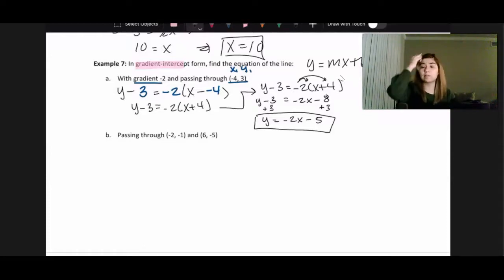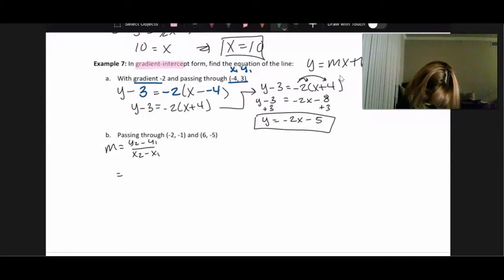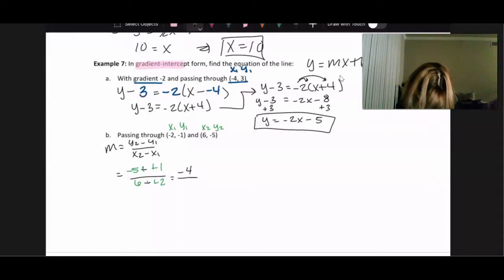Now for part B, it's the same thing as part A, except slightly different. They don't give you the gradient. But at this point, we know how to find gradients, using my gradient formula. So I'm going to label my points, and then plug them into this formula. My y1 is negative 1, x2 is 6, x1 is negative 2. That becomes plus because there's a double negative, so negative 5 plus 1 is negative 4. 6 plus 2 is 8. It's negative 1/2.